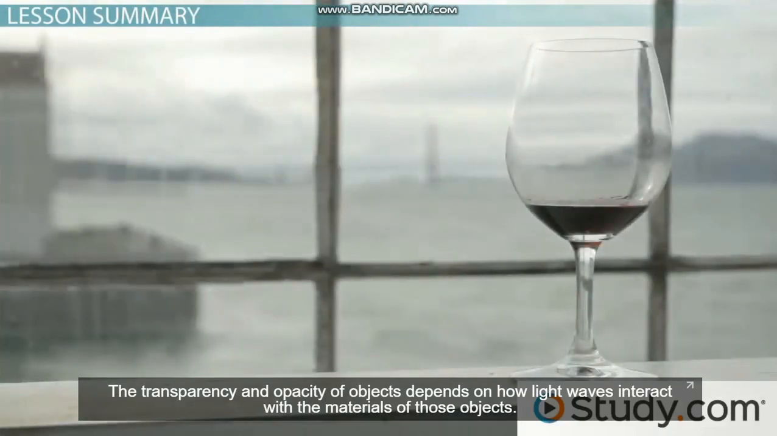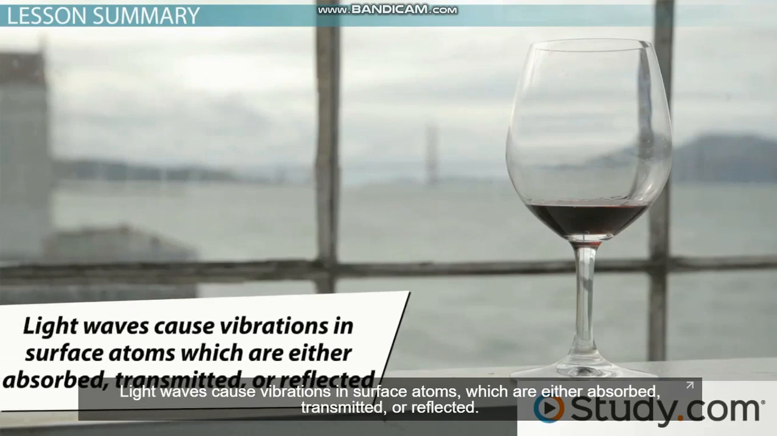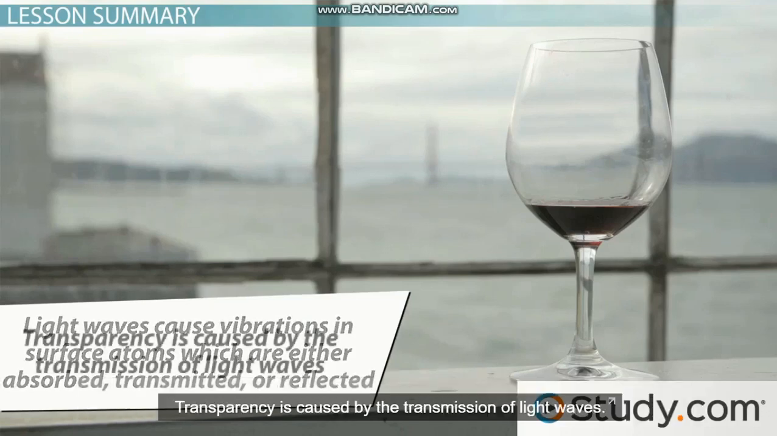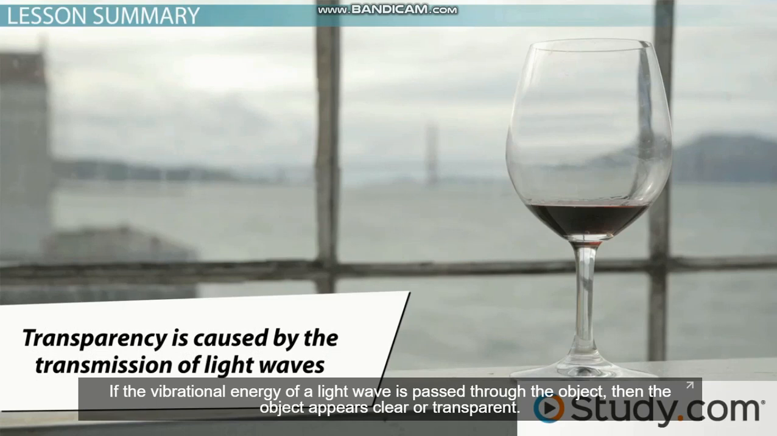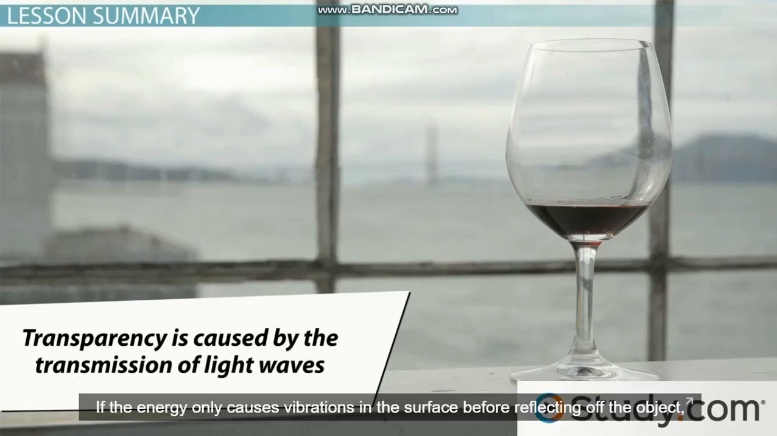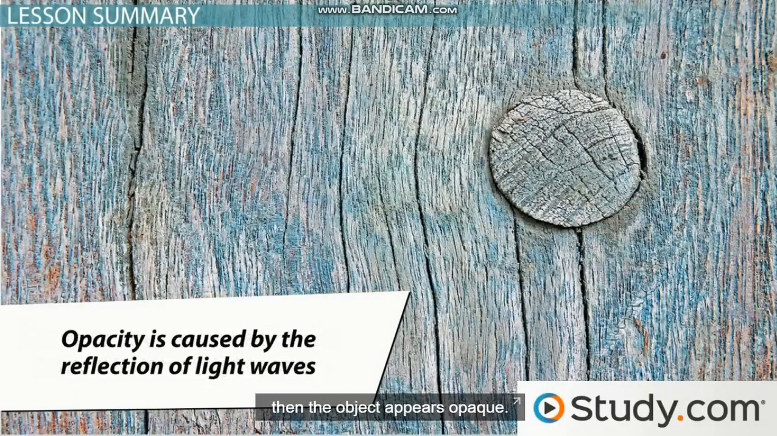The transparency and opacity of objects depends on how light waves interact with the materials of those objects. Light waves cause vibrations in surface atoms, which are either absorbed, transmitted, or reflected. Transparency is caused by the transmission of light waves. If the vibrational energy of a light wave is passed through the object, then the object appears clear or transparent. If the energy only causes vibrations in the surface before reflecting off the object, then the object appears opaque. Therefore, opacity is caused by the reflection of light waves.